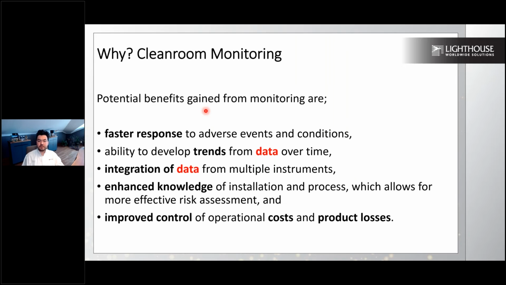And enhanced knowledge of installation and process allows for more effective risk assessment, like I introduced from the beginning of this presentation. From day one, you have to know what the risk is for your system, how your system is handling this risk, and where the highest risk possible is in your production line. Also within the clean room, not limited to particle monitoring but also for microbiological sampling. So improved control of operational cost and product losses comes through maintaining your monitoring system.